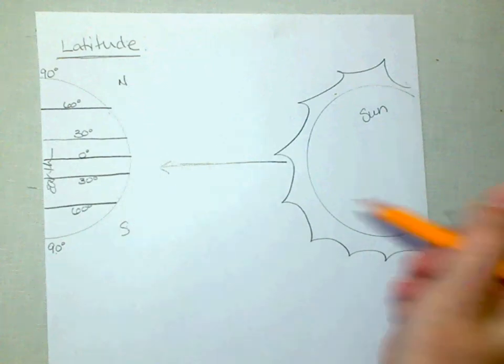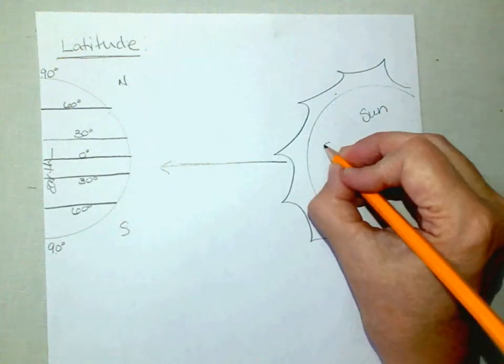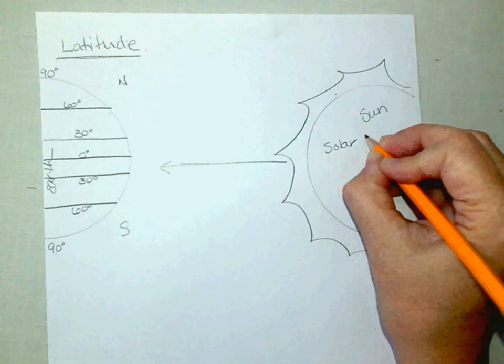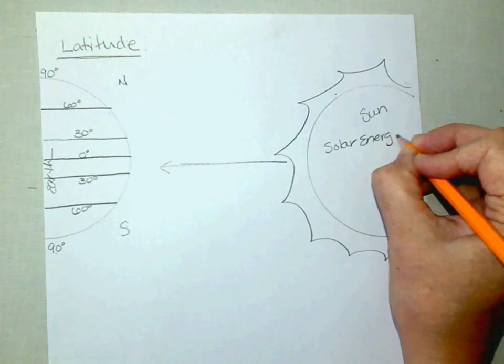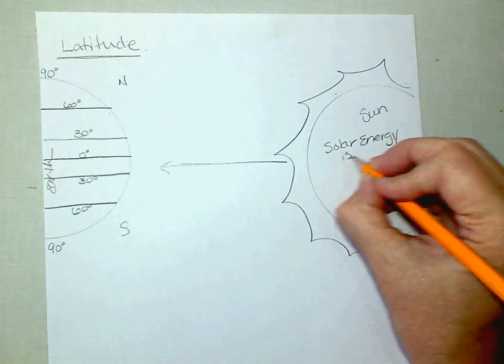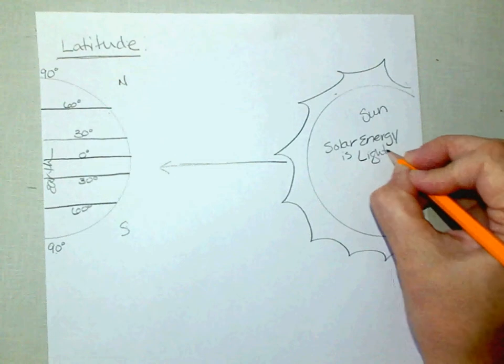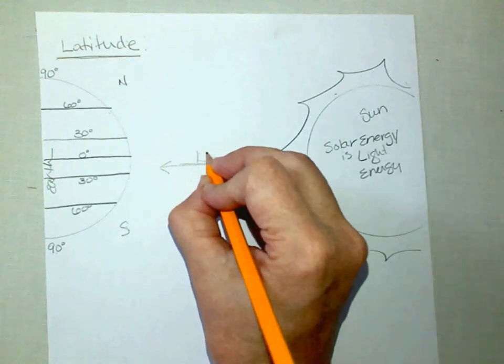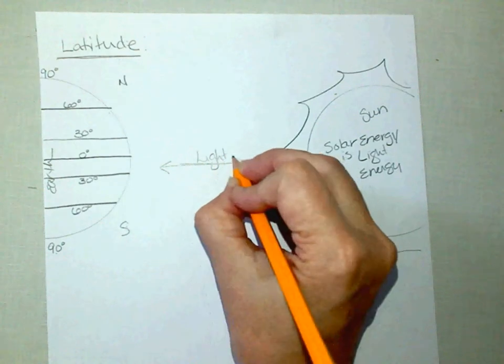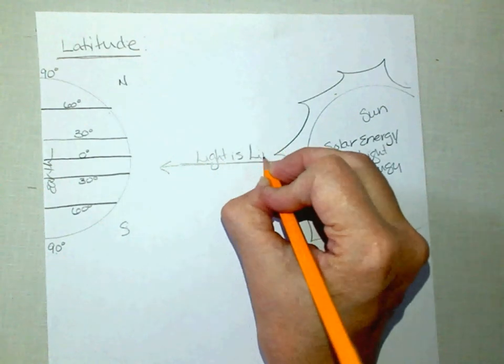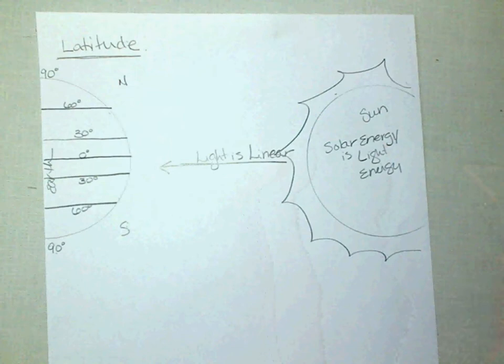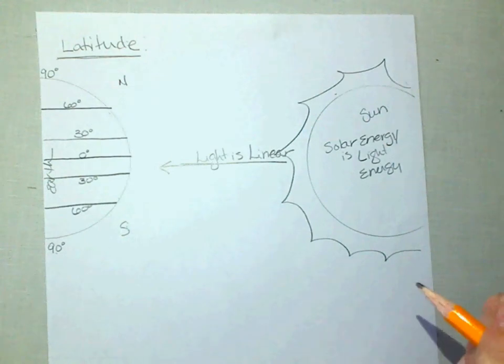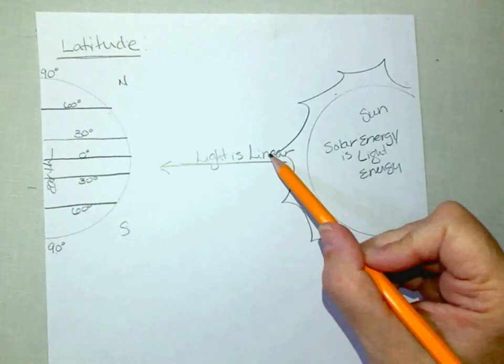This solar energy is light energy. And light is linear. Light is linear. What that means is that linear means a straight line.